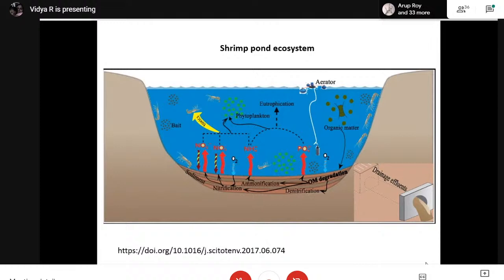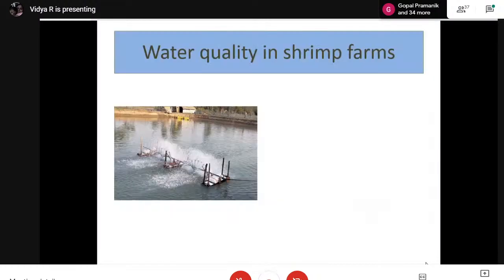And what we regularly give to the shrimp ponds is the feed, as well as some probiotics we also use for the management of this system. So this is the general aspect of a shrimp pond ecosystem that we are going to deal with. First, I will tell you about the water quality in shrimp farms.